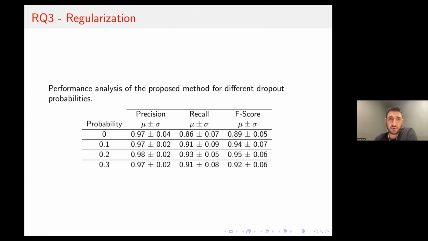We also wanted to see how the dropout does. I mean, which dropout probability should be used in our method. We have seen that 20%, I mean, 0.2 probability as a dropout is better for us. It gives 95%. Therefore, in the experiments, we used that setting.